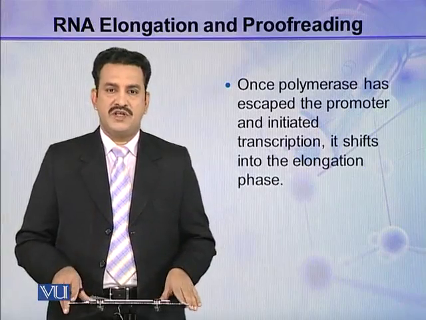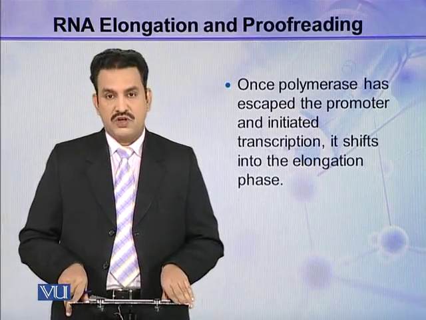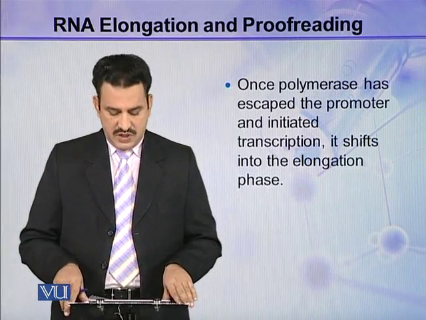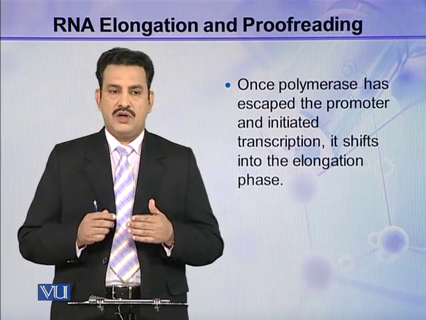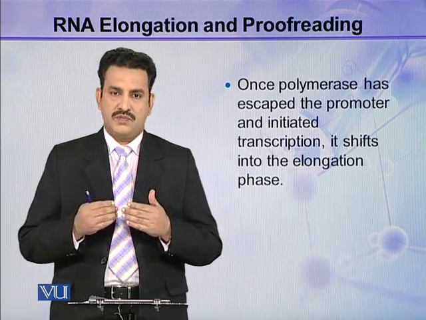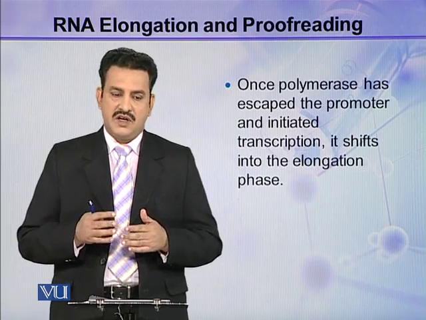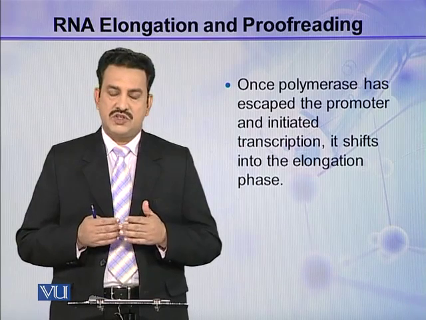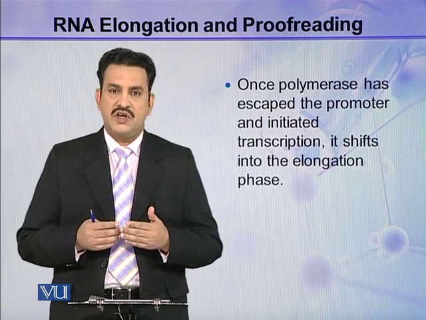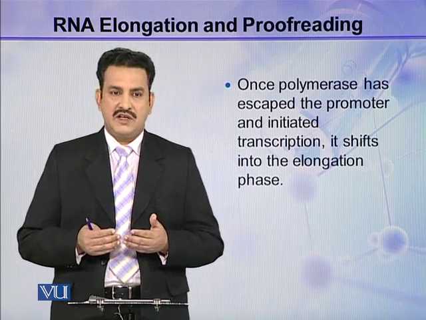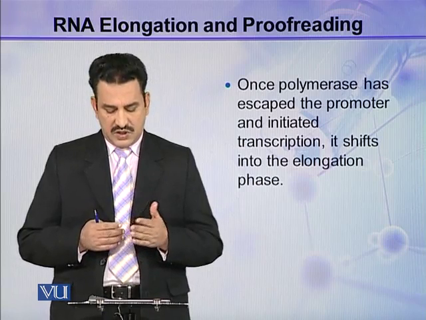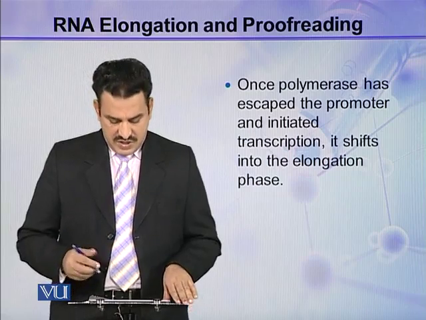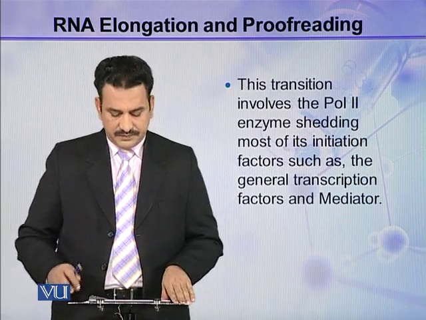Once the polymerase has escaped the promoter and initiated transcription, it shifts into the elongation phase. So first was the formation of the pre-initiation complex, then the transcription was initiated, and once this passed the initiation phase and the promoter was passed, the next step was the elongation phase.